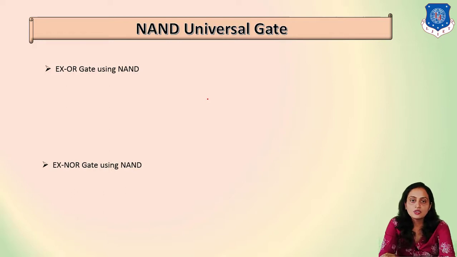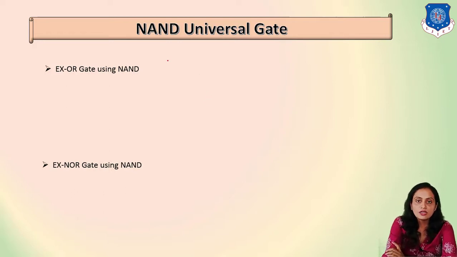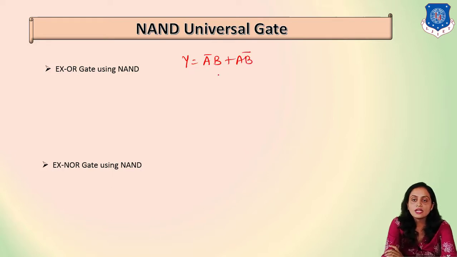Now we will see the XOR gate using the NAND gate, and for that I will write the Boolean equation for the XOR gate. So Y is equal to A bar B plus A B bar. Again I will try to arrange this equation such that we have product and bar only. We will remove this plus sign, and for that we will be using De Morgan's theorem.